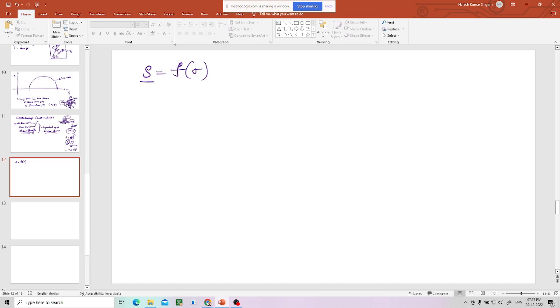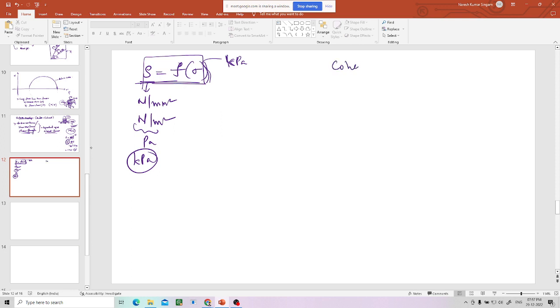Shear strength is also in terms of Newton per mm square or Newton per meter square. It is nothing but Pascal, kilopascal, anything. So function of normal stress, this is also kPa or Pa, whatever. Okay, so shear strength is a function of normal stress, which we understood now. Shear strength will not develop only due to the normal stress, it will also develop by cohesion.